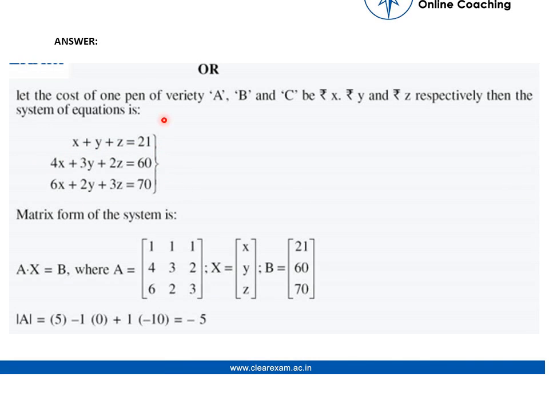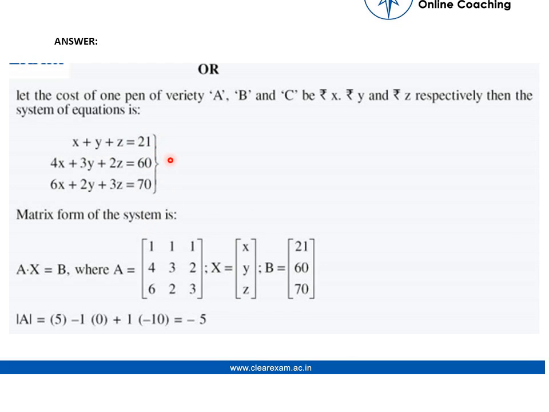Now, how can we write this in matrix form? We know that A times X is equal to B. That is, the A matrix consists of the numbers of all the varieties of pens, multiplied by X, which is nothing but X, Y, Z, the variables, and B is the result that gives the constants basically.